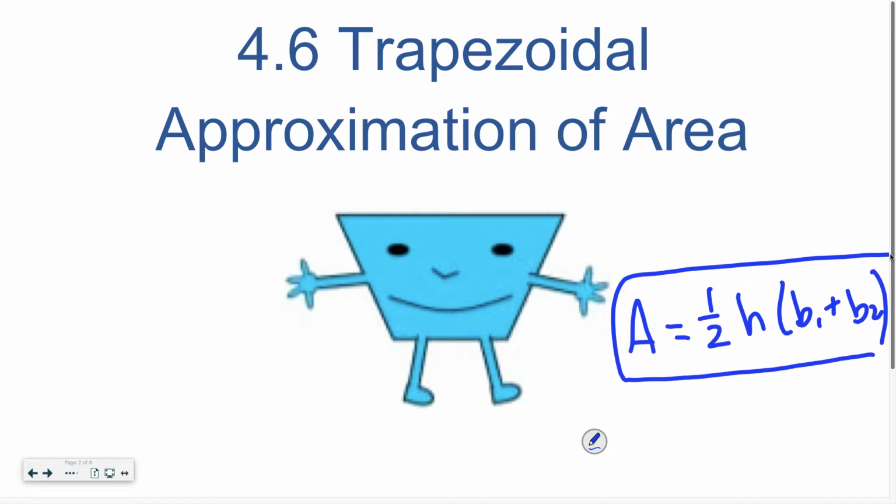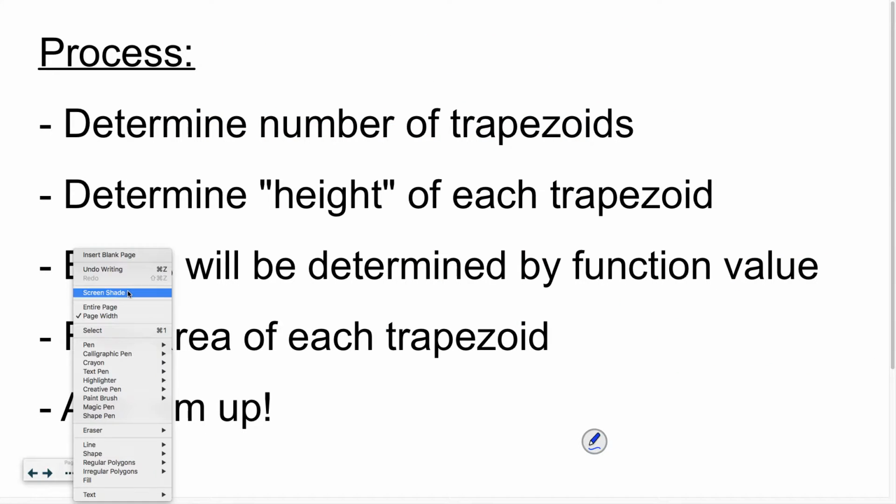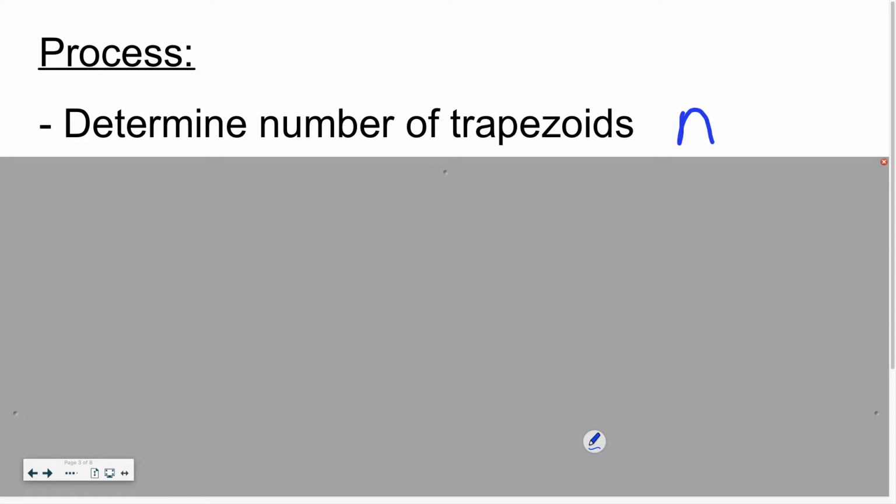So the process we take isn't really going to be that much different. We're just finding the area of trapezoids instead of rectangles to try to get a little bit better accuracy. So we're still going to have to determine the number of trapezoids. Typically that's going to be given to you, N. N is the number of trapezoids that we are going to use.